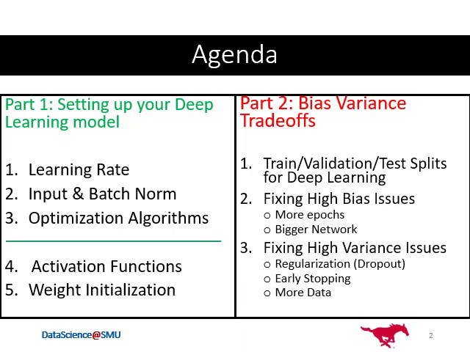At a later date, I'm going to release another video which talks specifically about bias variance trade-offs as they apply to deep learning models. And here we'll cover topics such as building a bigger network to resolve high bias issues, as well as topics like regularization, early stopping, and collecting more data for resolving high variance issues.